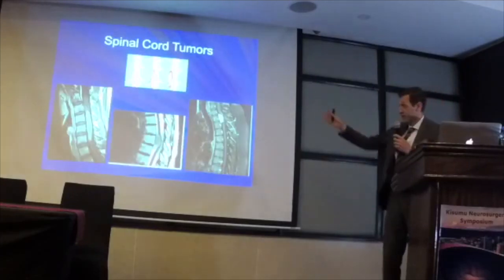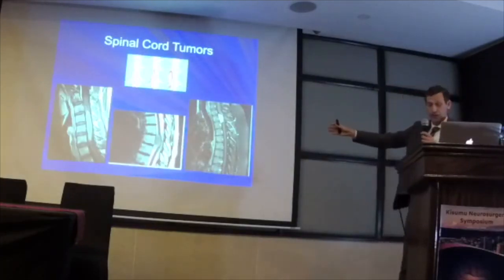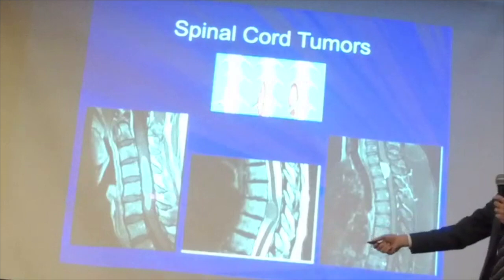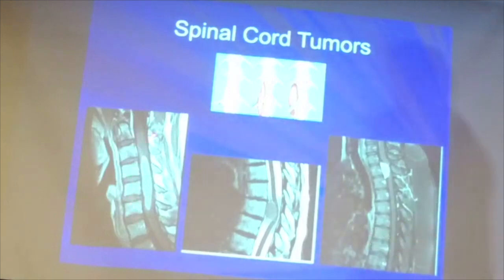And so this is just a graphic representation and some MRIs that we've had of some examples of the categories. Here we have a purely intramedullary tumor, here extramedullary but still intradural, and then here an extradural tumor.